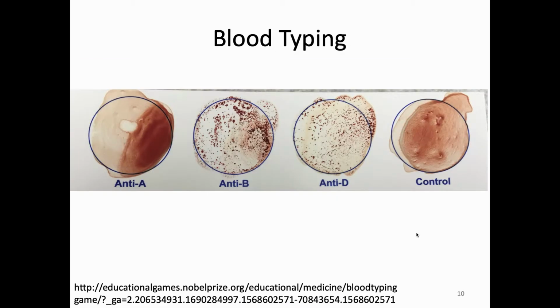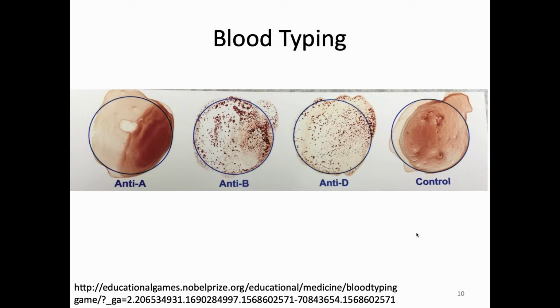To give you another example of blood typing, this is a blood typing card. It's a piece of paper that has antibodies in 4 different circles. So this one has an antibody that binds to the A carbohydrate. This one has an antibody that binds to the B carbohydrate. This one has an antibody that binds to what's really the RH. And this is a control, a negative control.